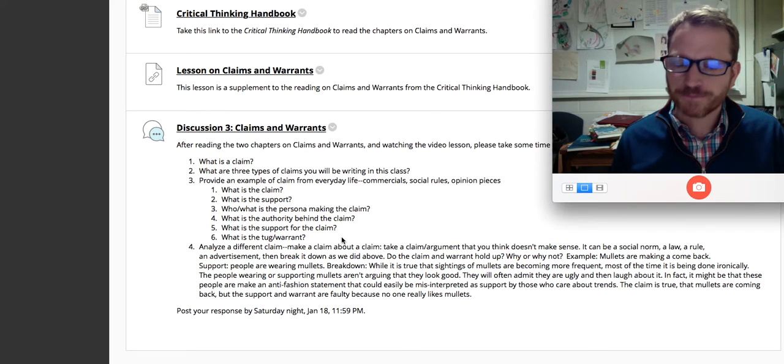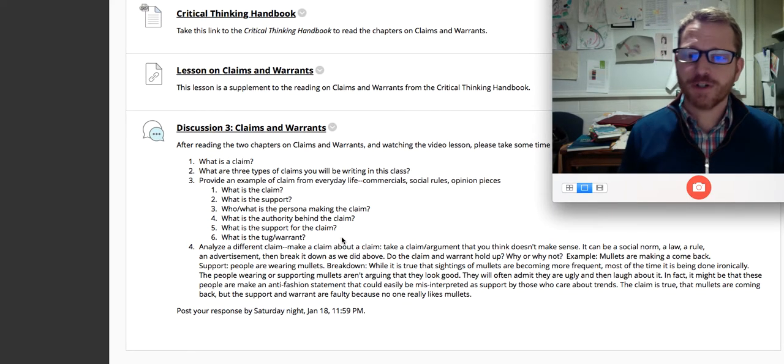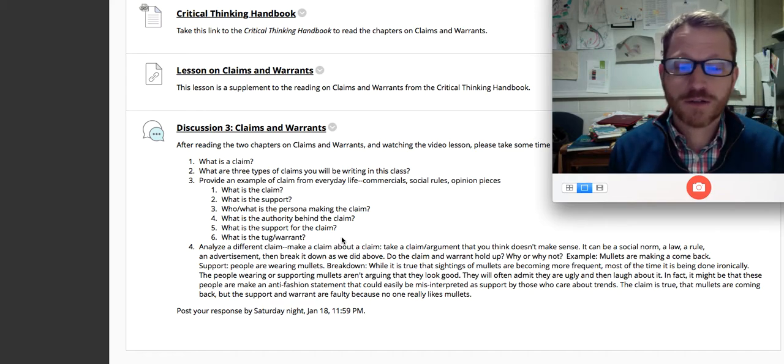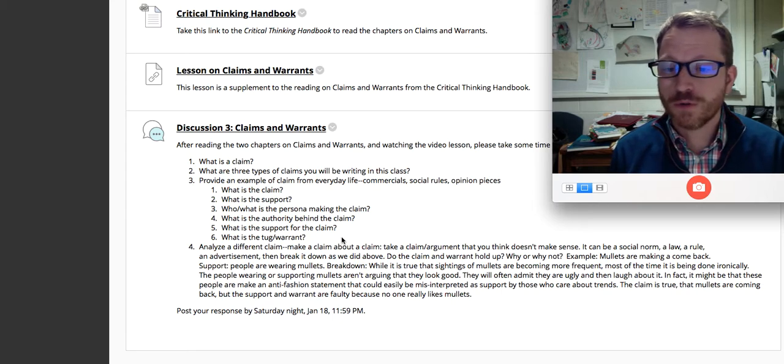And then finally, we're going to analyze a different claim. You're going to make a claim about a claim. Take a claim or argument that you think doesn't make sense. It can be a social norm, a law, a rule, or an advertisement, then break it down as we did above. Do the claim and the warrant hold up?